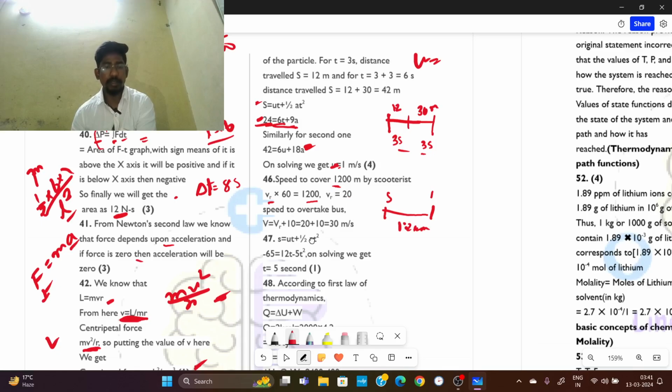So the speed that it has to take has to be greater than the speed of the bus. The speed of the bus was 10 meter per second, so the velocity by which it has to travel is 10 plus 20, that is 30 meter per second, which is greater than the speed of the bus.